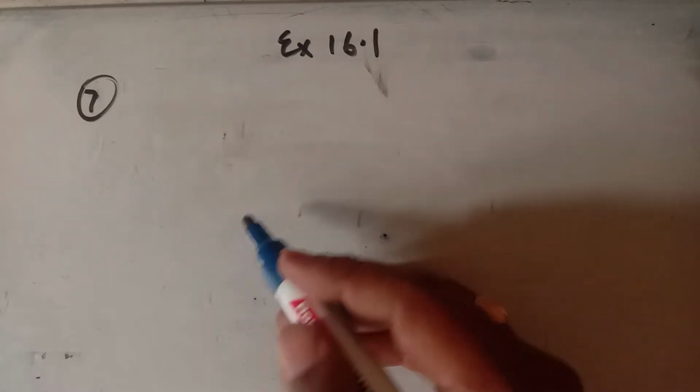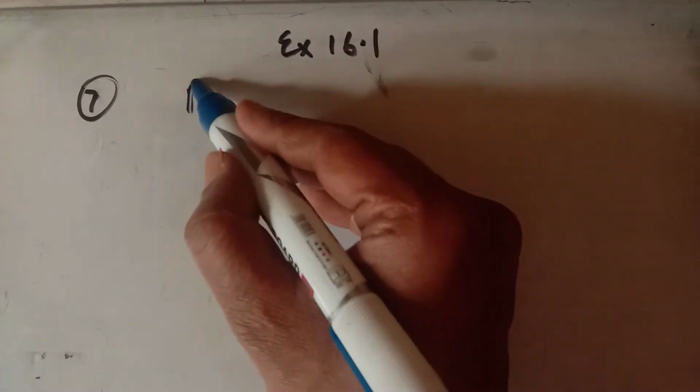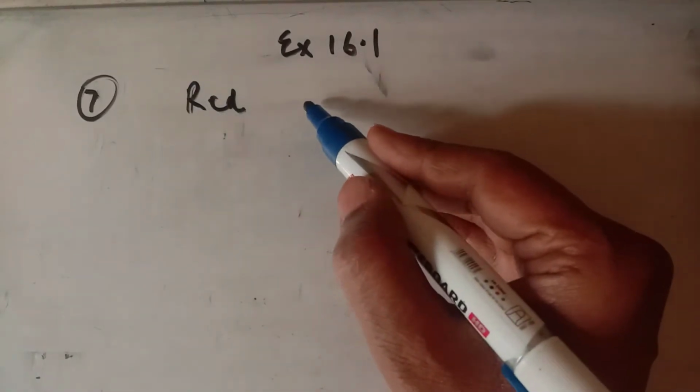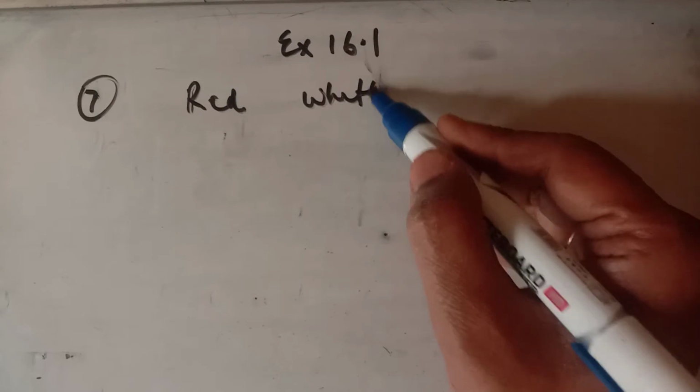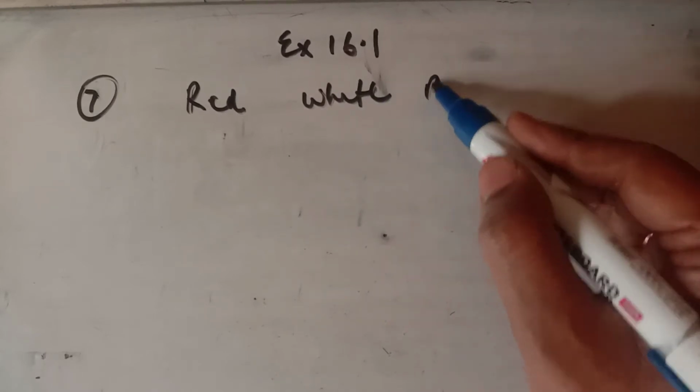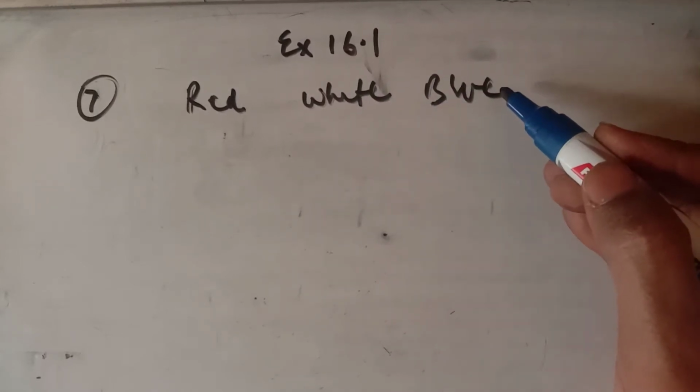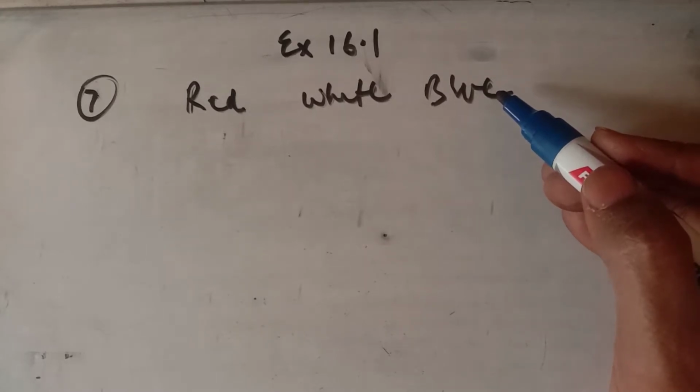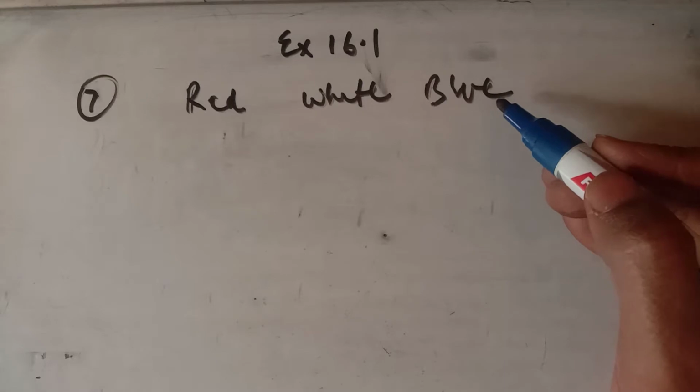In question number 7, there is a red color die, a white color die, and a blue color die, and they are placed in a bag. One die is selected at random and rolled. Its color is noted on its uppermost face. We have to write the sample space.